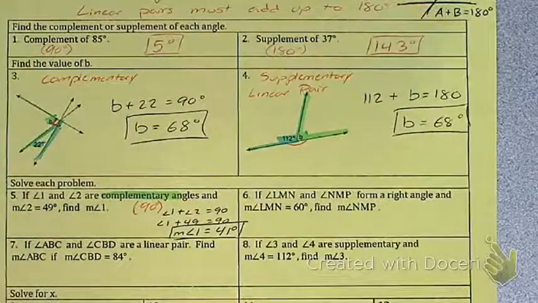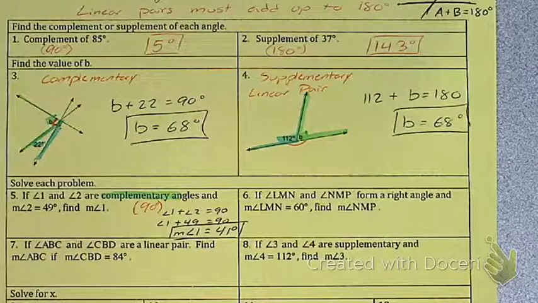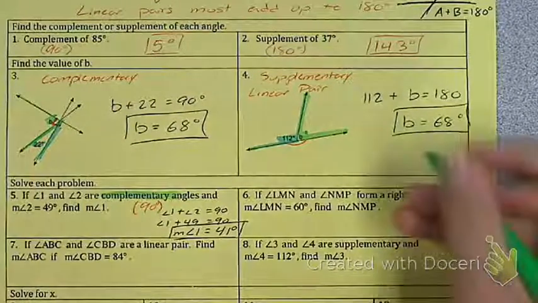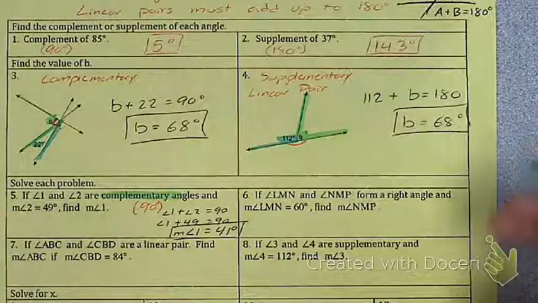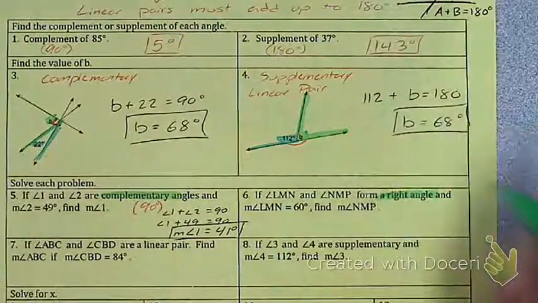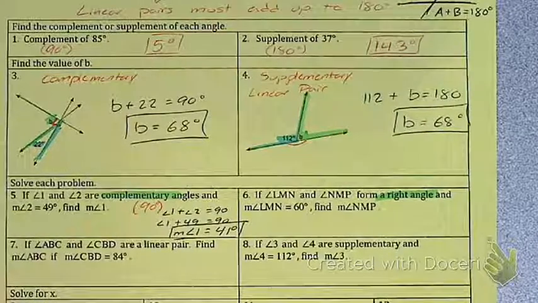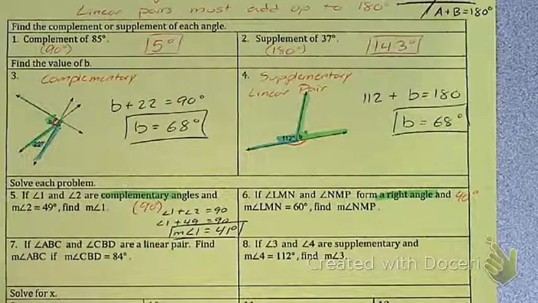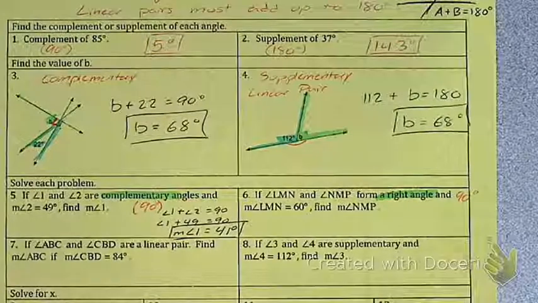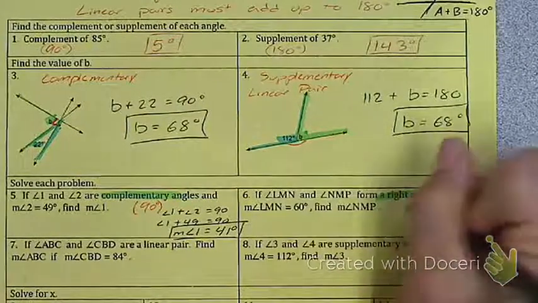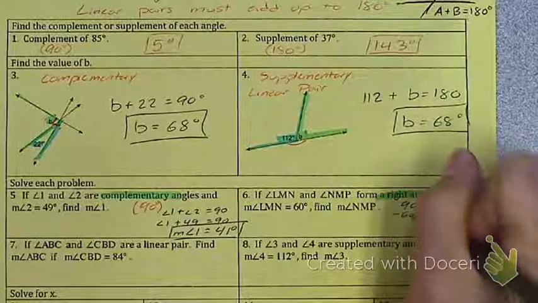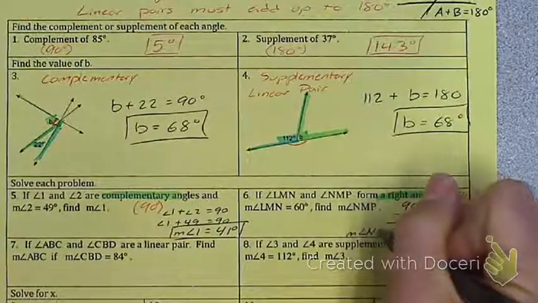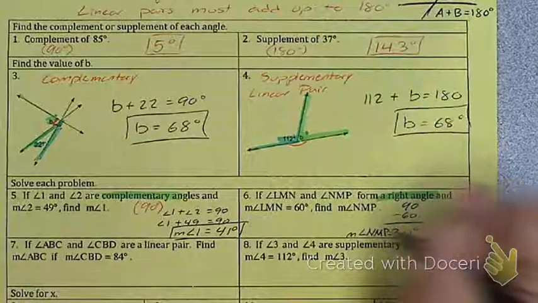Number 6, the key word is that LMN and NMP form a right angle. Once again, we know that right angles are 90 degrees. So if LMN is 60, then 90 minus 60 is 30 degrees. So the measure of angle NMP equals 30 degrees.